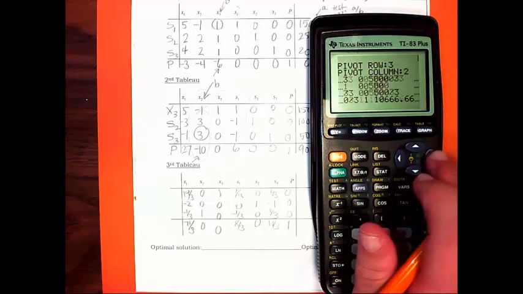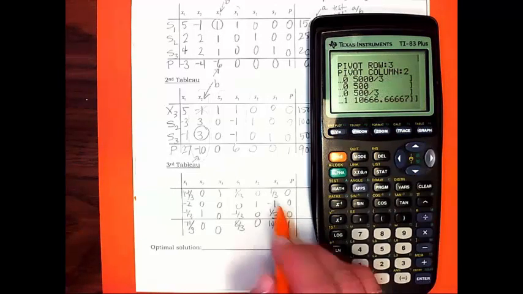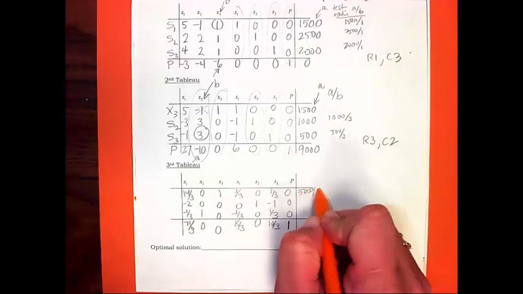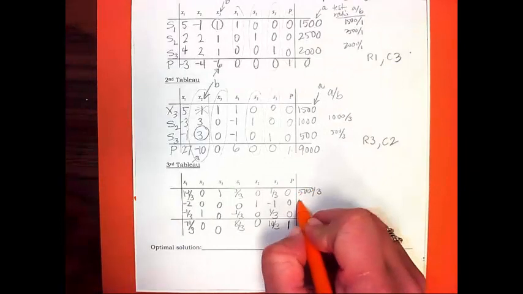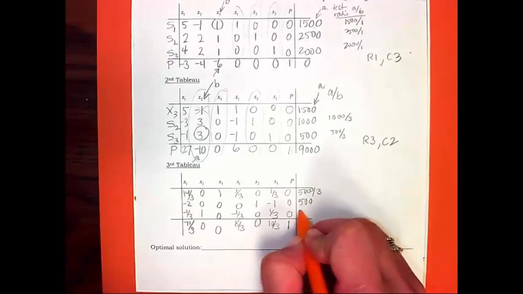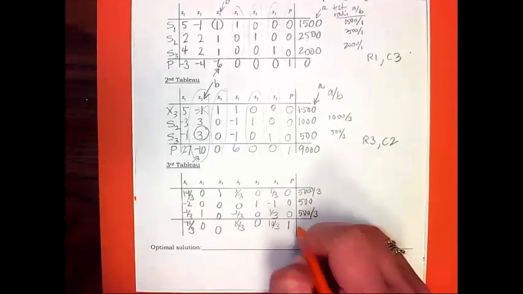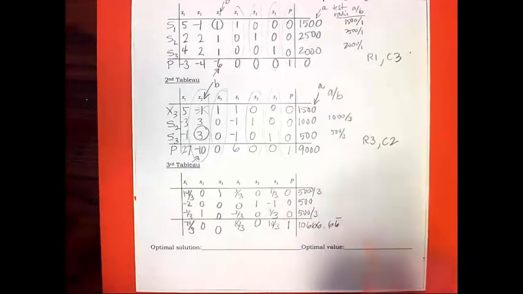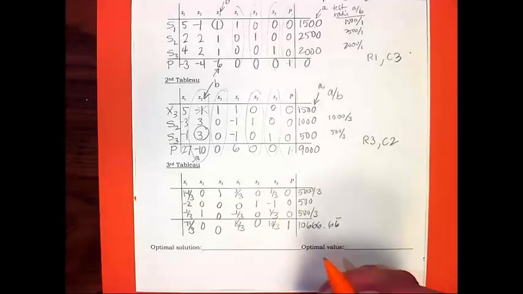And then we've got our values, our constants at the end. So we've got 5,000, I'm going to move that over. 5,000 over 3, 500, 500 over 3, and 10,666.66 repeating. So I believe in this one, if we were looking at dollars, we would have $10,666.67 for the profit.